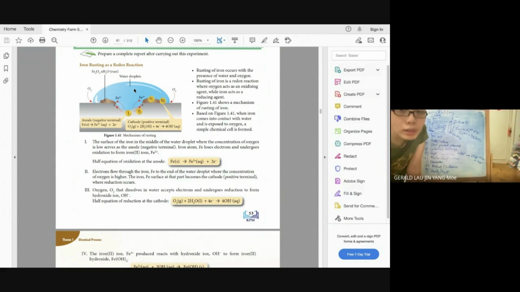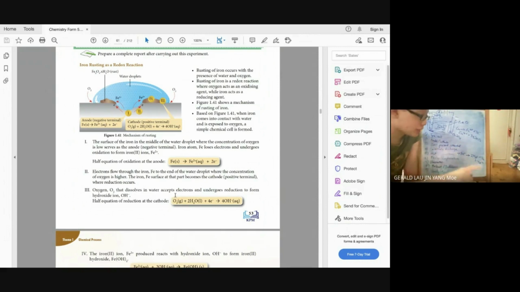So at the anode, what happened? Iron becomes iron 2 ion and releases electrons. Electrons flow through the iron to the surface, to the edge of the water droplet where the oxygen concentration is higher. There is the cathode, the positive terminal, where reduction occurs. Oxygen dissolves in water, accepts electrons, and undergoes reduction to form hydroxide ions. So this is the half equation for reduction.